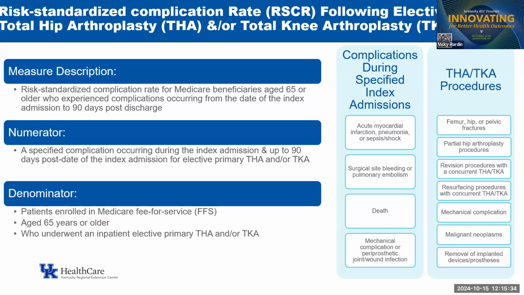Now, THA and TKA procedures are qualifying procedures without the following. And if you refer to the right side of the slide again, you will see that these are not qualifying procedures if there's been a femur, hip, or pelvic fracture, partial hip arthroplasty, revision procedures with a concurrent THA, TKA, resurfacing procedures with concurrent THA or TKA, a mechanical complication, malignant neoplasms, and removal of implanted devices and prosthesis.